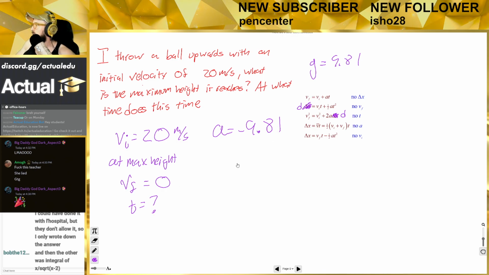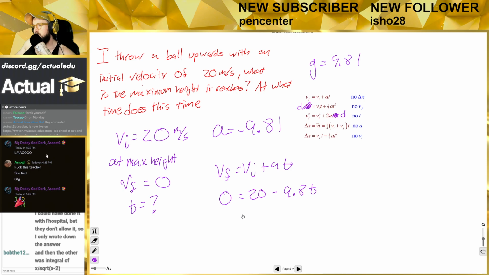Which equation are we going to use? The first one, like I said. So I have VF is equal to VI plus AT. So that's 0 is equal to 20 minus 9.8T, right? Yeah. And then we can solve for T here, right?